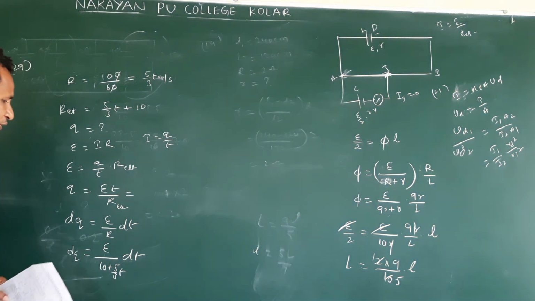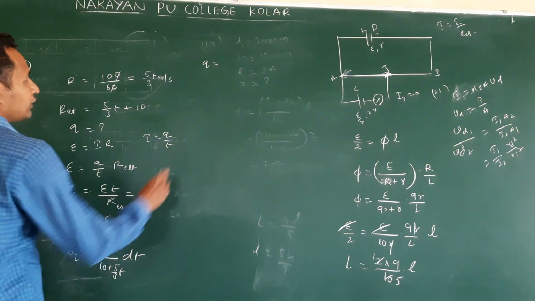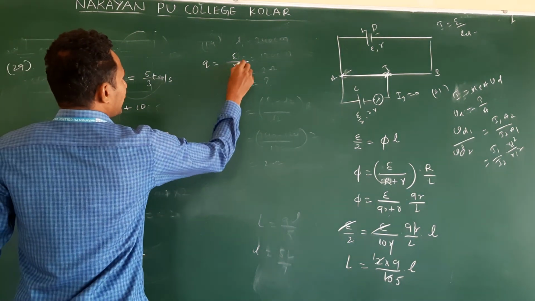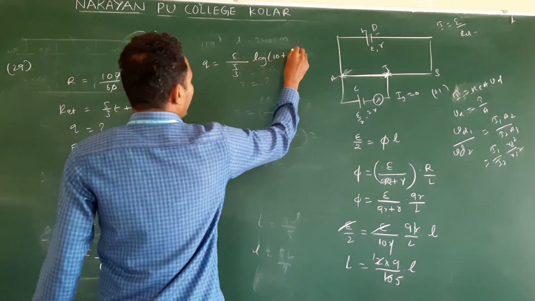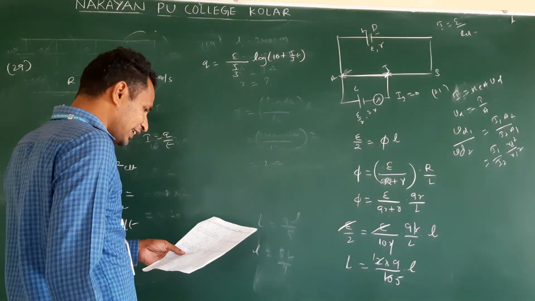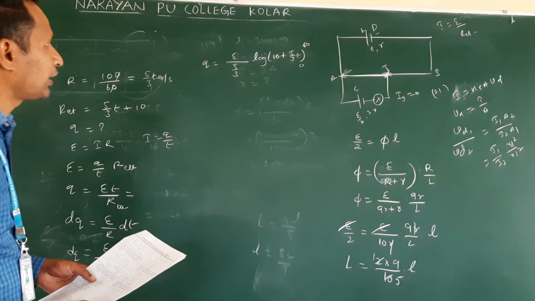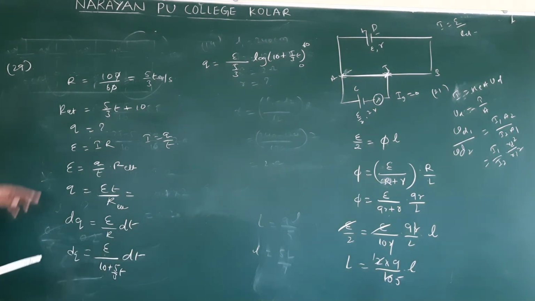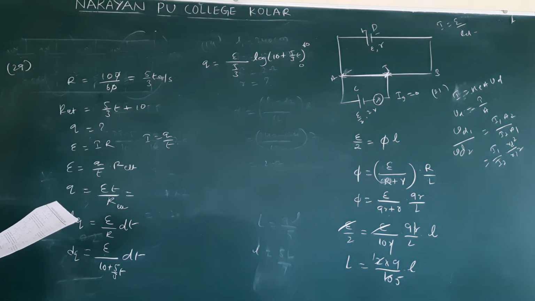By integrating and substituting the limits, for Q you will get E as it is, by 5 by 3 log of 10 plus 5 by 3 into T. How many minutes are they asking? In 1 minute they are asking the charge, so limits 0 to 60. Am I correct or not? 0 to 60 or 0 to 1 minute? 0 to 60. 100 by 6. Okay, you will get the answer.